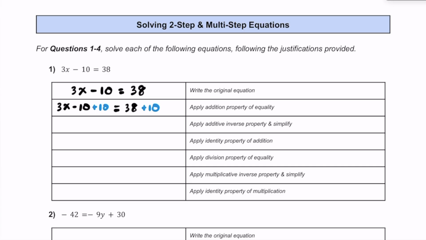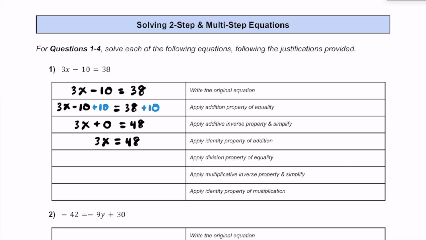Using the additive inverse property, adding this negative 10 and positive 10 together, we're going to get 0. So we're going to get 3x plus 0. And that's going to be equal to, if we simplify the right side, we can add those constant terms to get 48. Then using the identity property of addition, we can drop the 0 and just say we have 3x is equal to 48. All right, cool. So that's taking care of one of the operations.